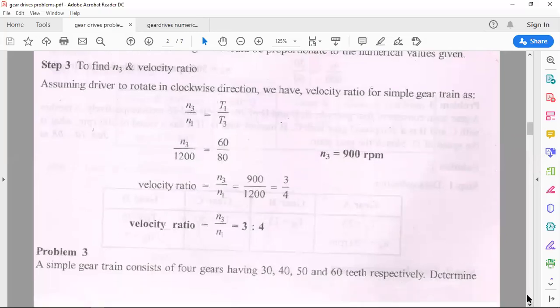0.75 means a reduction in the velocity ratio. The speed is transferred from 1200 to 900 RPM. We are reducing the speed, the transmission of speed ratio.